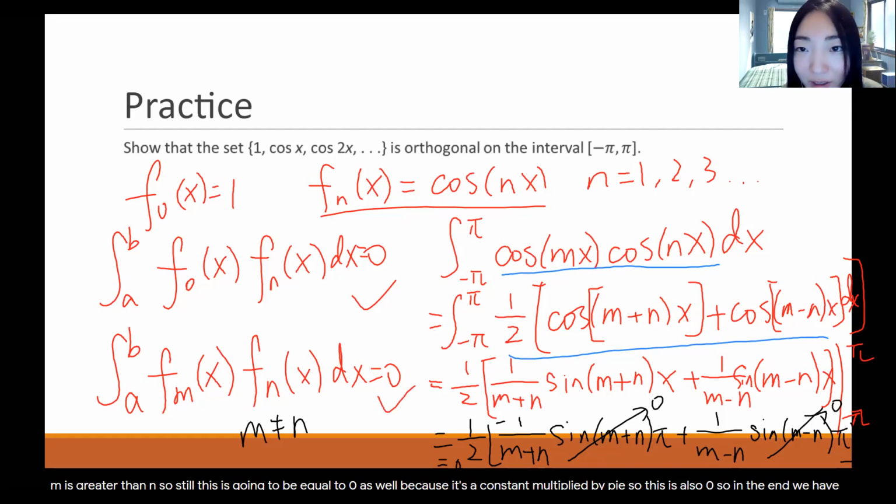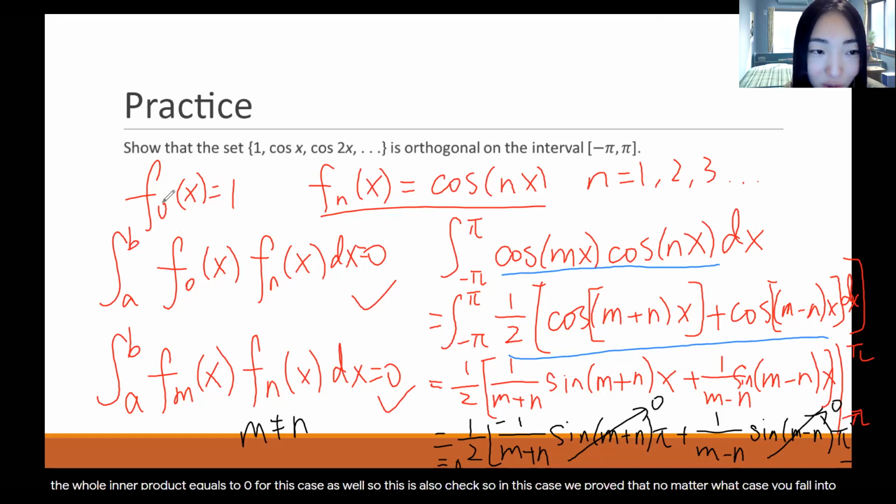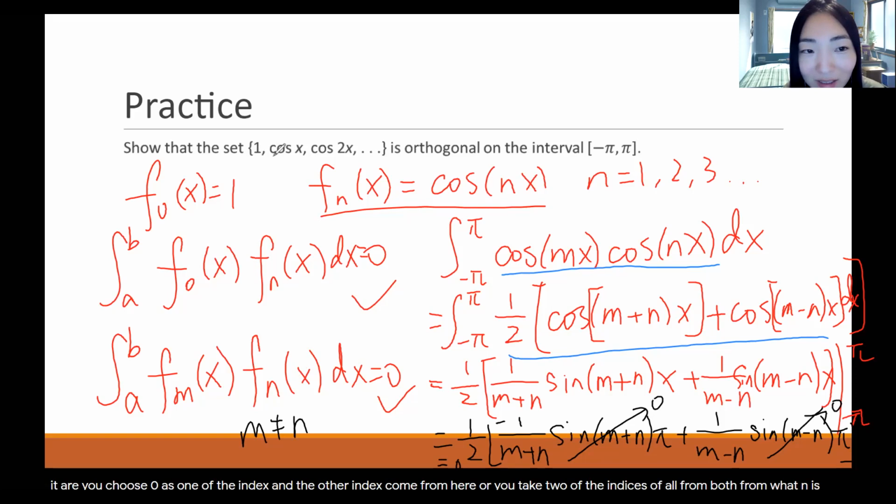Okay. So in this case, we proved that no matter what case you fall into, either you choose 0 as one of the indices and the other index comes from here, or you pick two of the indices, both from when n is greater than or equal to 1. In both cases, the two functions that you picked from the set are orthogonal. So we say that this whole set is an orthogonal set.